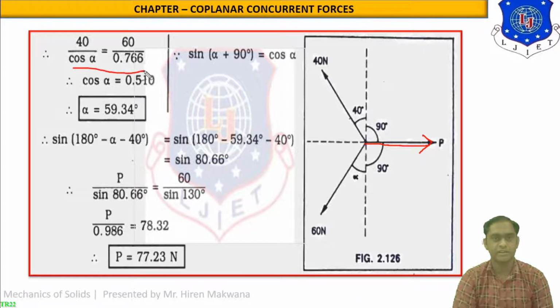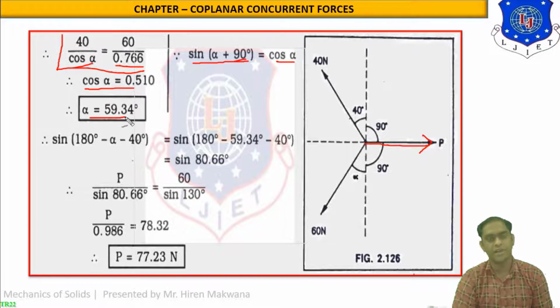Let us compare the second and third terms. Must remember that sine 90 plus alpha will become cos alpha as per the unit circle, all STC. Sine 90 plus means second quadrant, and in the second quadrant, sine is always positive, so sine 90 plus alpha is equal to cos alpha. You must know this according to mathematics. So the equation will become 40 upon cos alpha is equal to 60 upon 0.766. You just cross multiply and take the cos inverse of this term. You will get alpha equal to 59.34 degree.